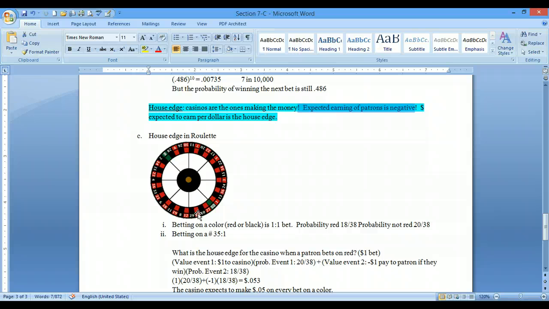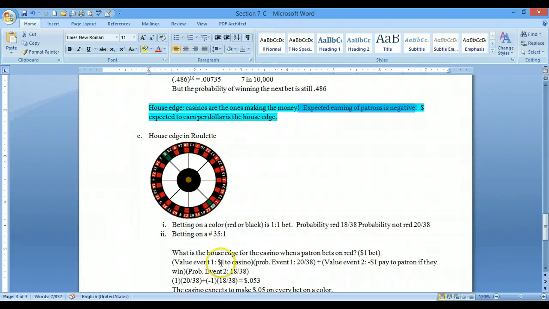Betting on a single number is a payout of 35-to-1. That means if I bet $1, I'm going to get $35, and of course the $1 that I bet in the first place. Let's find the house edge, or the expected value, for the casino when a patron bets on red. So that's a $1 bet. So we look at every single event. The first event is that the patron bets $1.